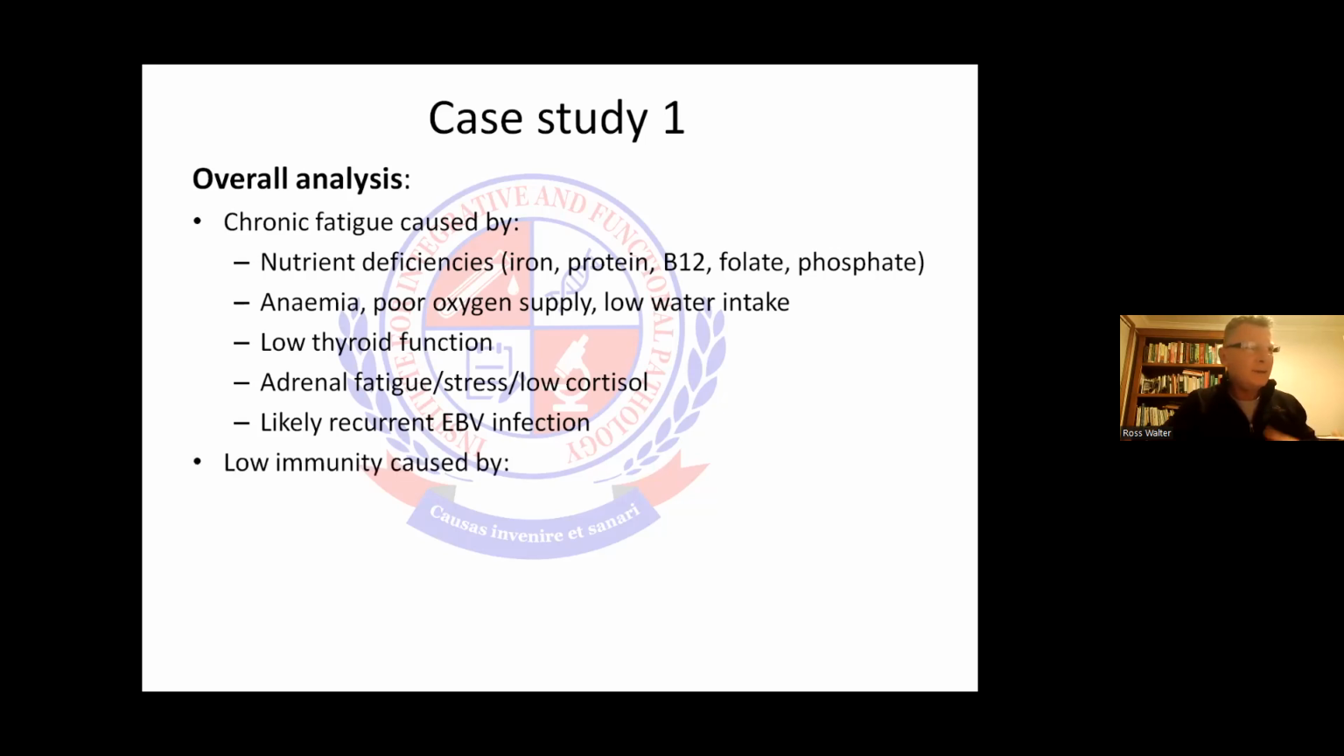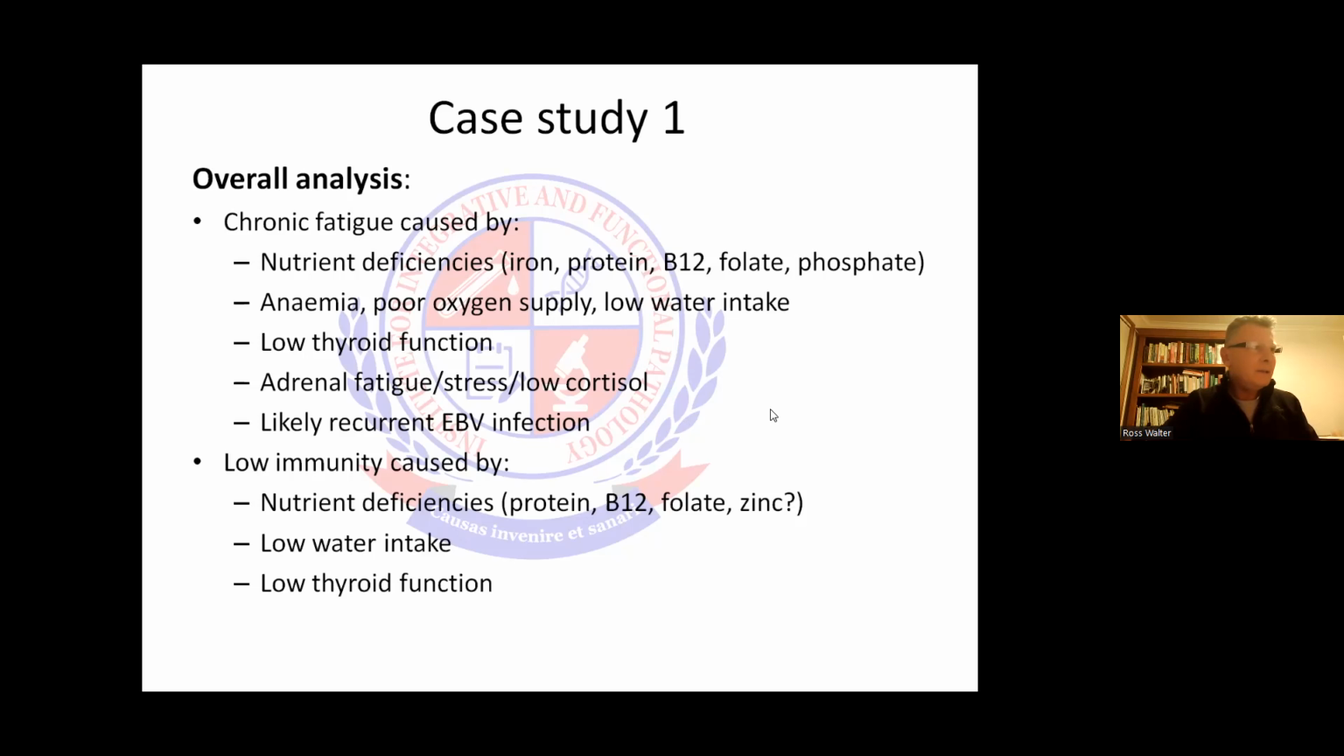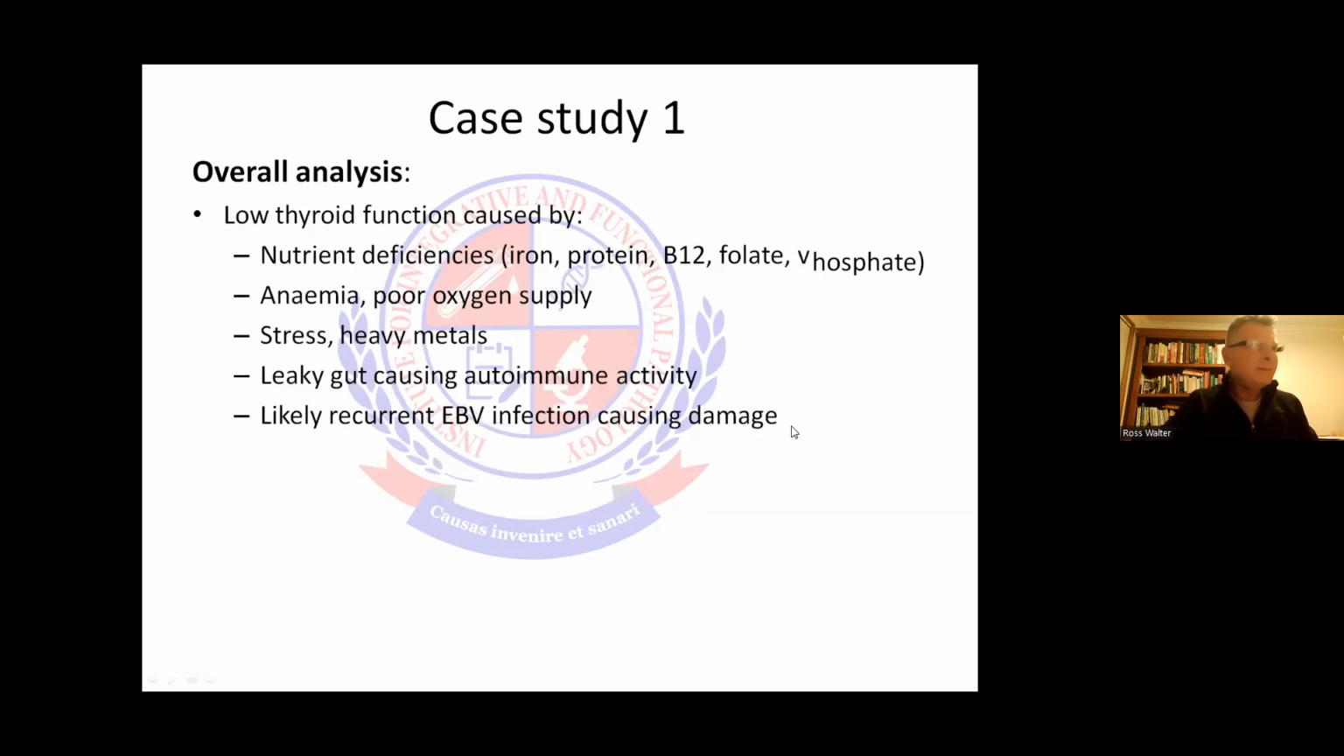Other main issues around the low immune system are being caused by nutrient deficiencies of protein, B12, folate, and possibly zinc, but we didn't have that one tested at that stage. We did test later, and that was very low. Low water intake again, low thyroid function, stress, and likely recurrent EBV infections. You can see the same things are coming up all the time and causing all of the main issues.